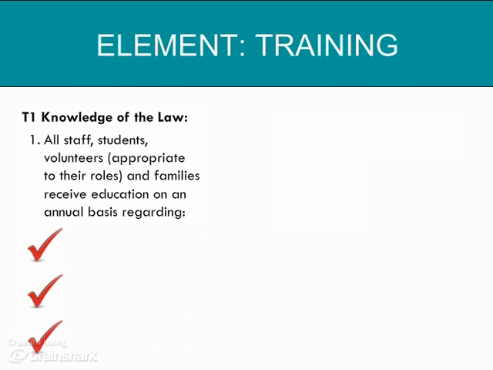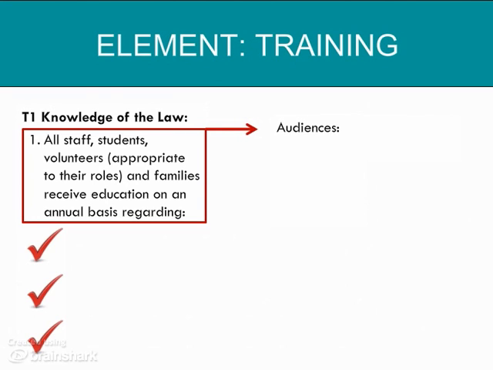The first half of desired state T1 has to do with the school making sure specific people in specific roles are knowledgeable about the laws related to bullying and harassment. Let's pull apart the gist of what this part of the desired state is saying. First, specific roles are identified to receive training, namely all school staff, all students, appropriate volunteers, particularly those who have direct contact with students, and students' families.